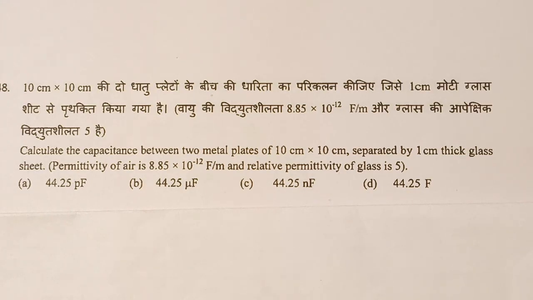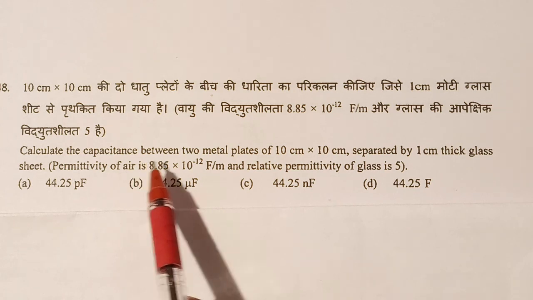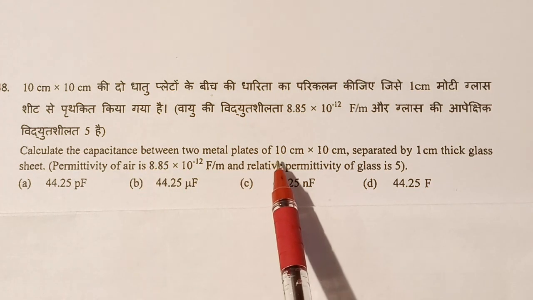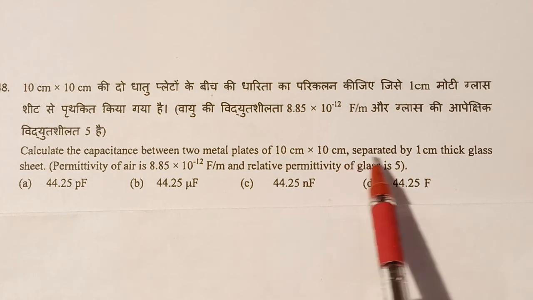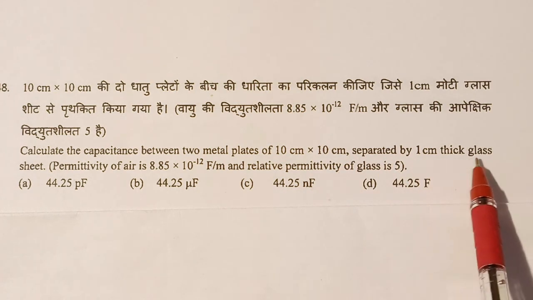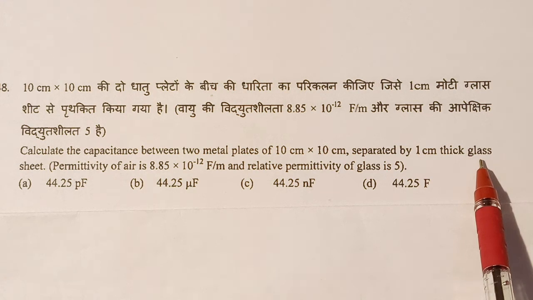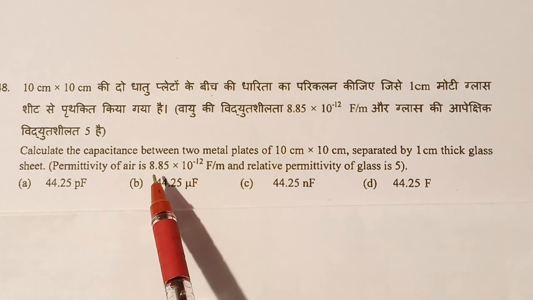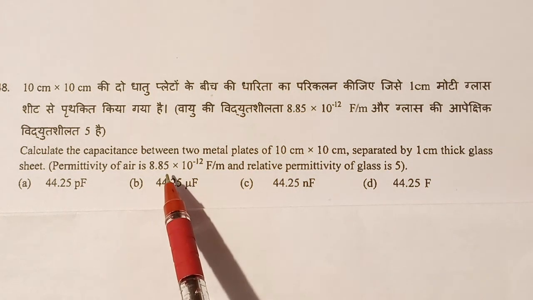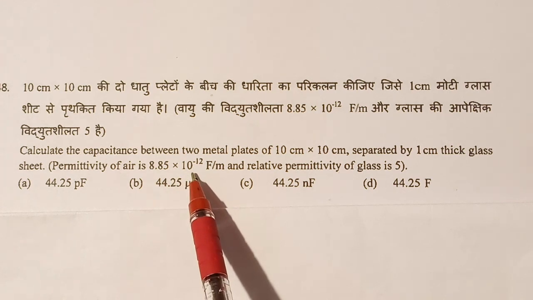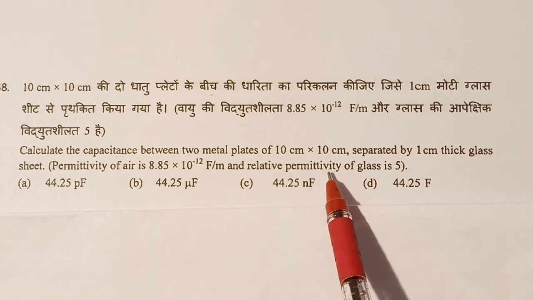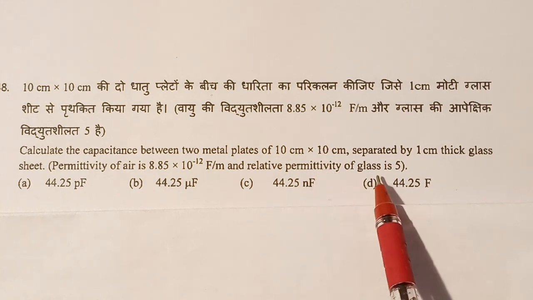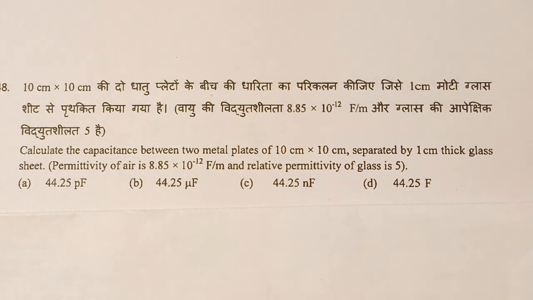Question number 48. Calculate the capacitance between two metal plates of 10 centimeter by 10 centimeter separated by 1 centimeter thick glass sheet. Permittivity of air is 8.85 into 10 to the power minus 12 farad per meter, and relative permittivity of glass is 5. We have to find the capacitance.